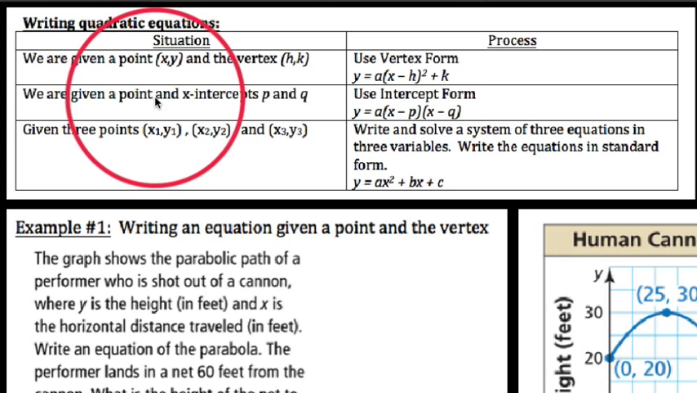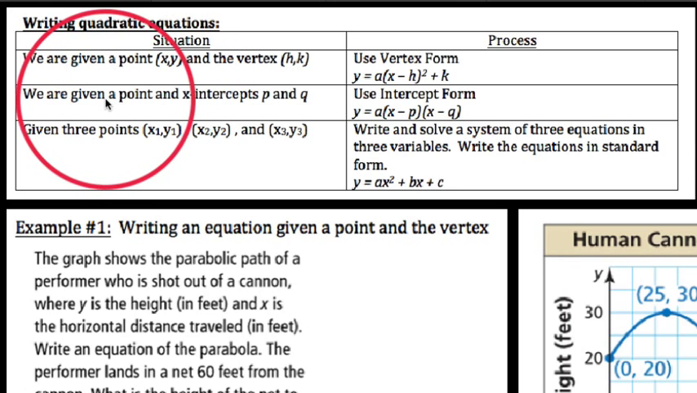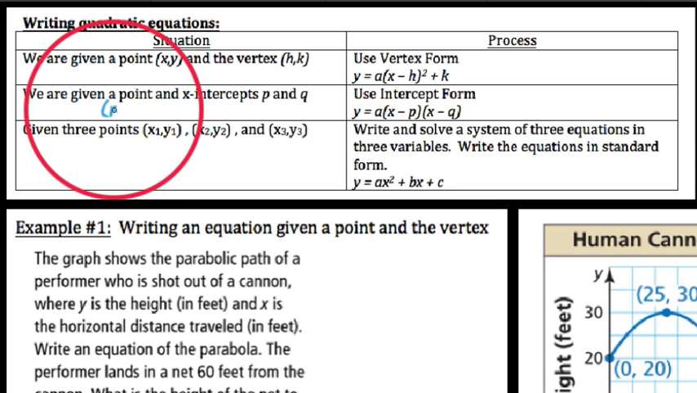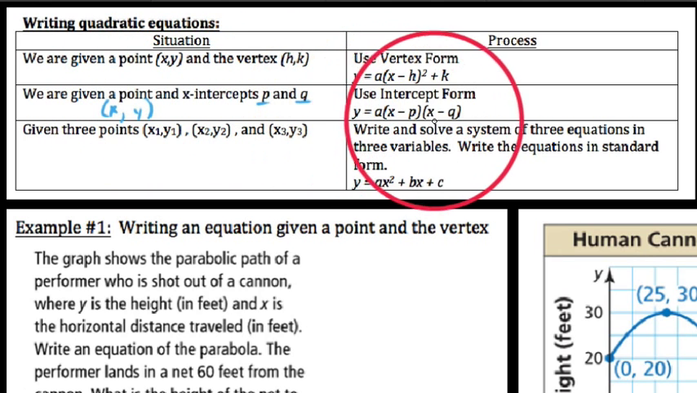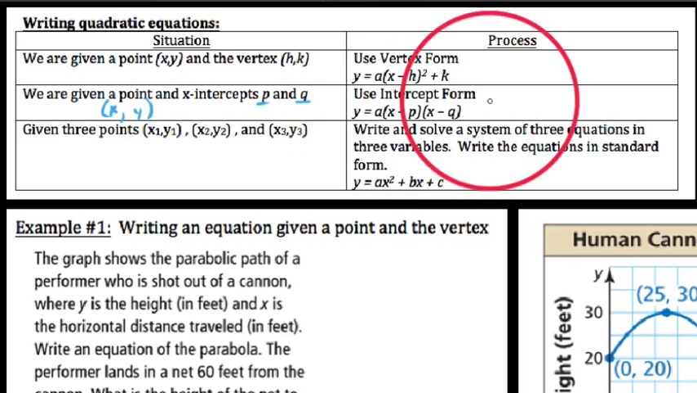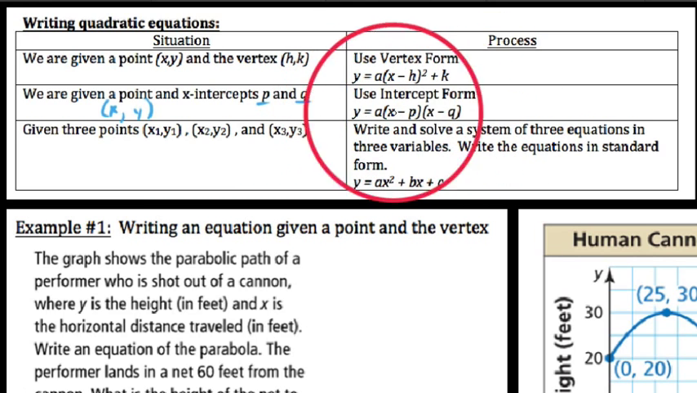Whereas if we're given a point on the graph, so we still have some point, we should call this point x, y, and x-intercepts p and q, then what we'll do is insert this information into this intercept form, where we have our two intercepts, x and y.